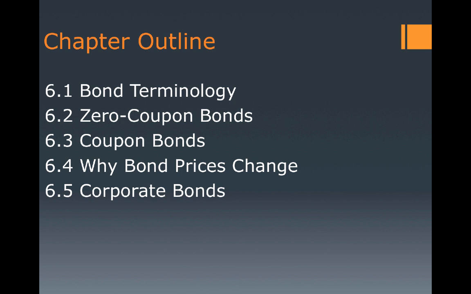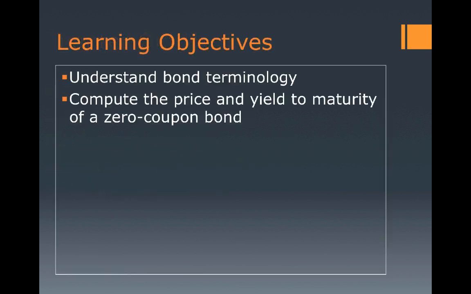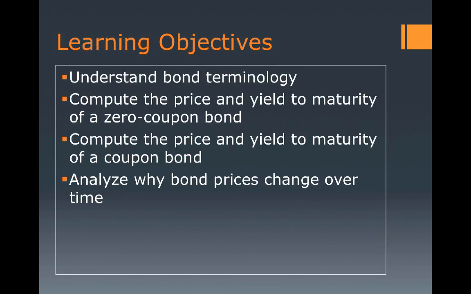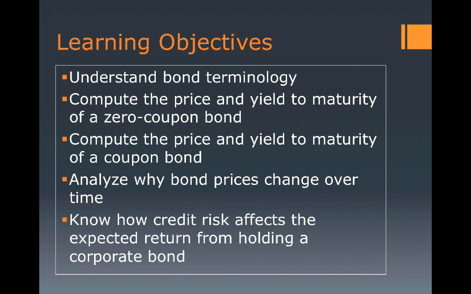You're going to be able to compute the price and yield to maturity of a zero coupon bond and a coupon bond. You're going to analyze why bond prices change over time, understand why they do change over time, and what that means for the investor. And you're going to know how credit risk affects the expected return from holding a corporate bond. If the company is riskier than average, that's going to affect the price of the bond and also the returns from holding that bond.